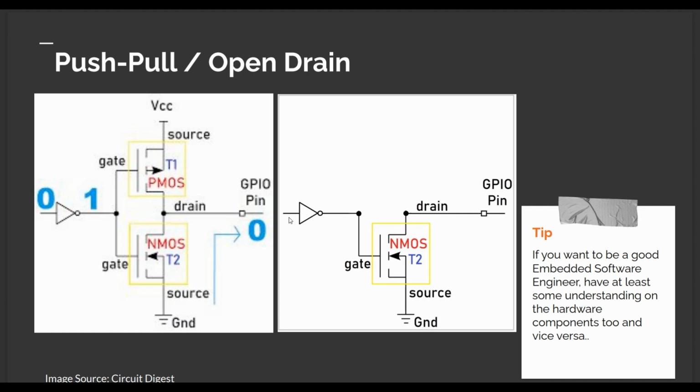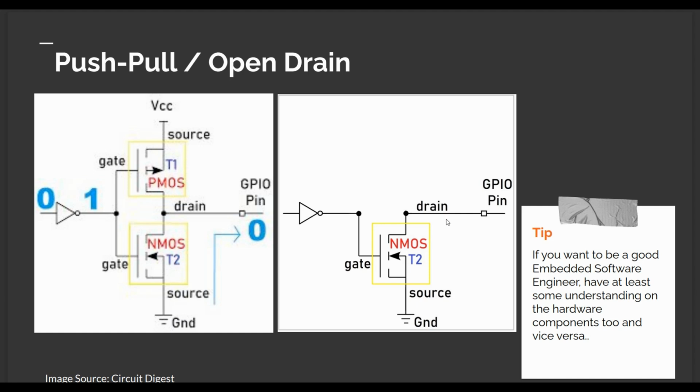But what will happen when we write 1 at the input? When it is 1 here, at the gate it will be 0 because of this inverter circuit. So here it is 0. Once it is 0, NMOS will be in non-conduction state. In this case, the drain will not be connected anywhere. It is floating. This is called floating state. So now our GPIO pin, which is going to the output, is floating. It is not connected anywhere, neither low logic, neither high logic.